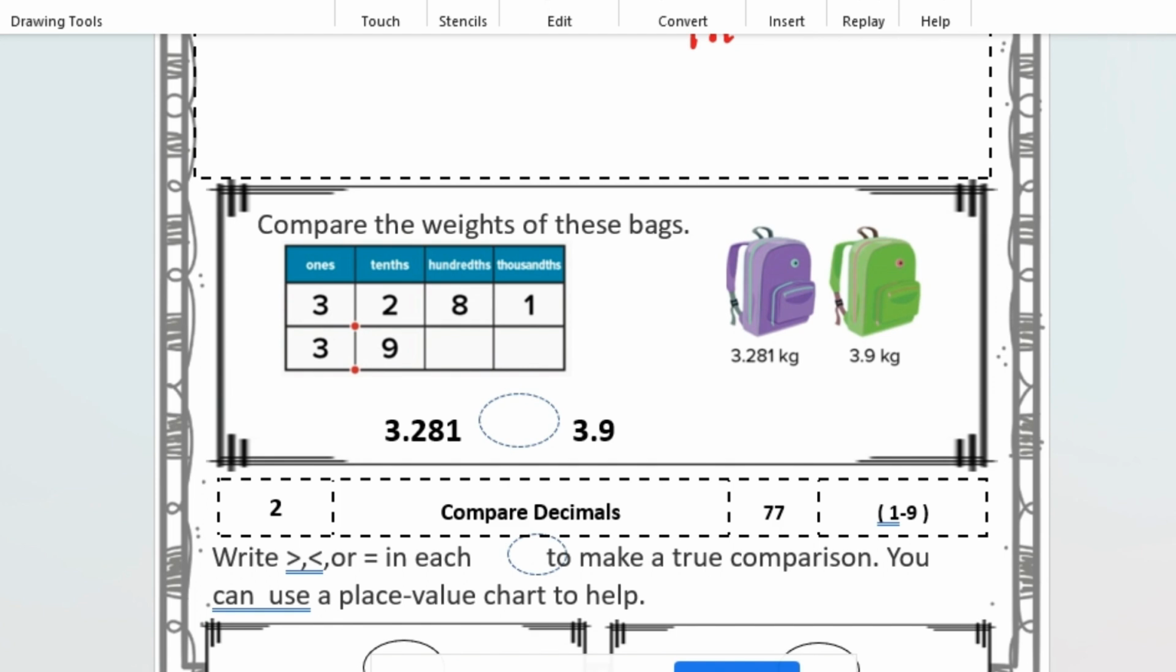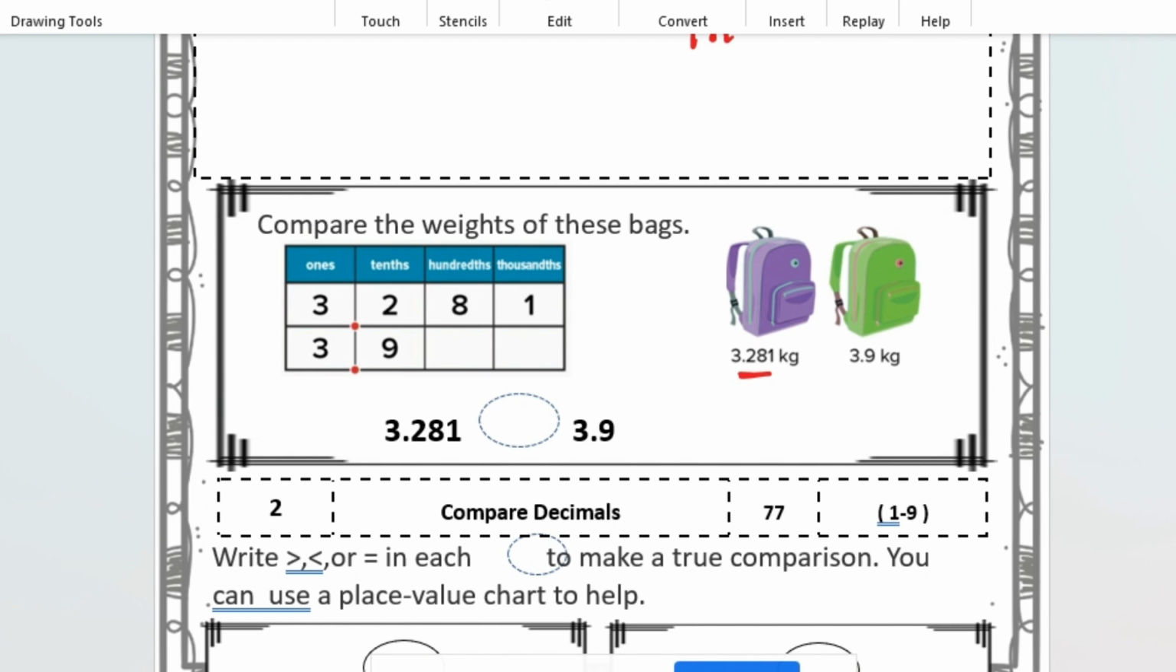I think this is unit 3. I think so, because we don't have volume here. It says compare the weights of these bags. We have this bag which weighs 3.2 kilogram, 3.2 kilogram.